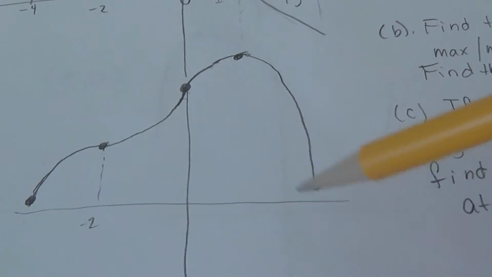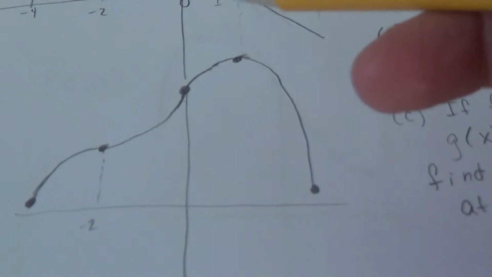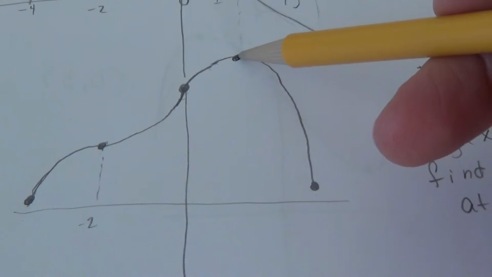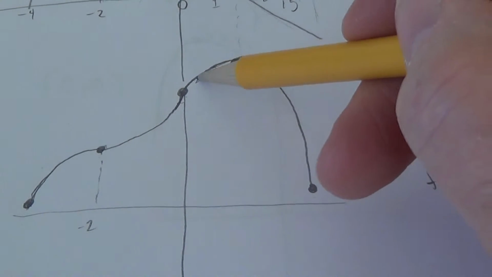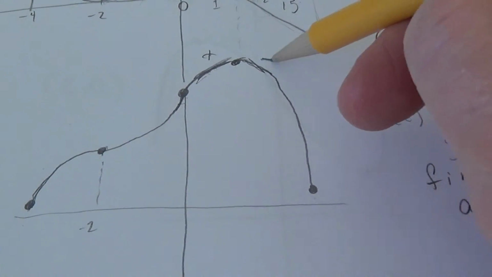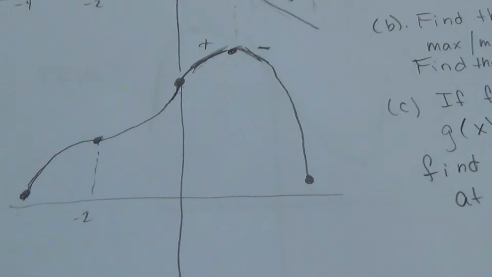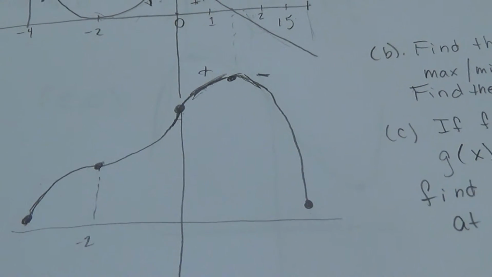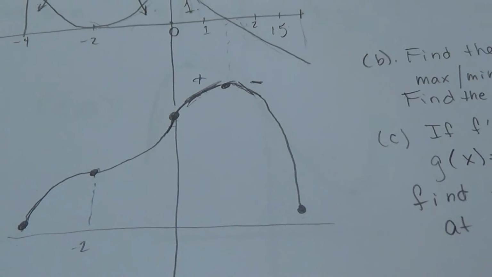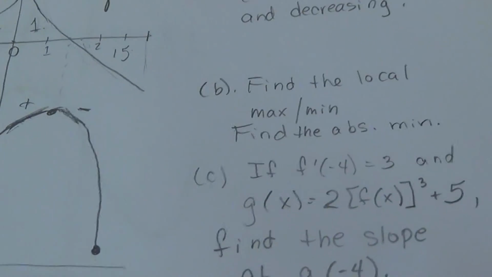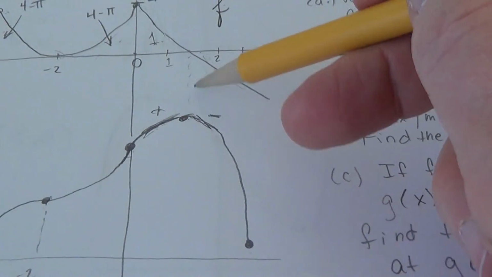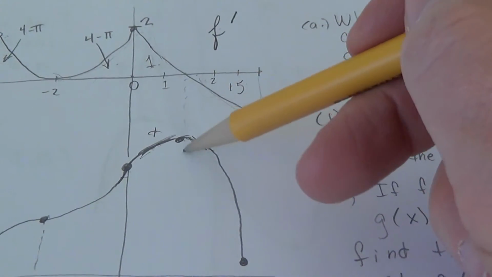Remember, local max and mins do not occur at endpoints. And so how do I know that that is a local maximum? Well, the derivative over here is going to be positive to the left and negative to the right. And that is indicative of a local maximum. A minimum would have the opposite type of derivative occurring to the right and left. All right, now the question also asks for, well, what is that point right there? That point took place at, what is that, 1.5?